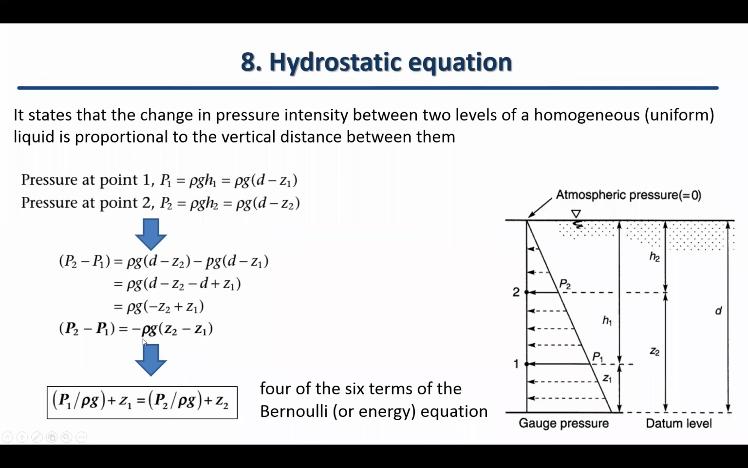If we substitute the minus P1 to the right-hand side and the negative Z2 to the left-hand side, so that all terms with index 1 are on one side and all terms with index 2 on the other, we have P1 over rho g plus Z1 equal to P2 over rho g plus Z2. These are 4 terms out of the 6 terms of the Bernoulli or energy equation, but here we only looked at the hydrostatic equation.